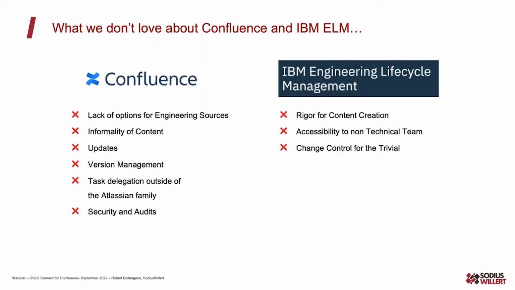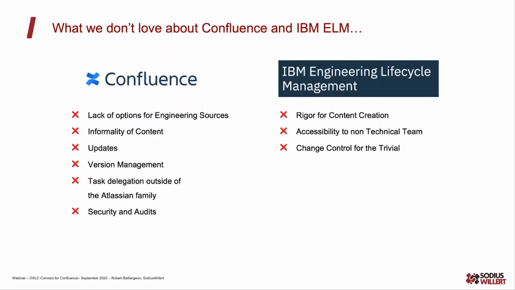On the other hand, Confluence has gaps. It has gaps in terms of sharing engineering source information. We know people have copied data in there. The informality of content makes it difficult to maintain over time. How I update and do version management is informal. So when I want to retrieve what we were working on a year ago or what was in a release, it's not necessarily the right place to find that.